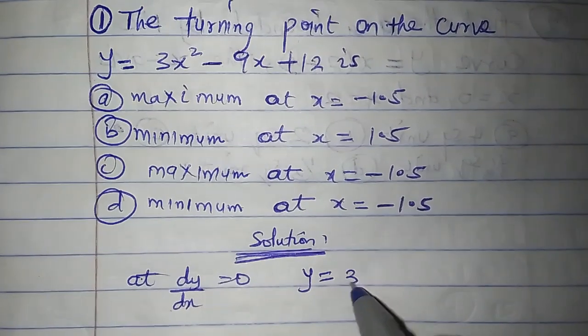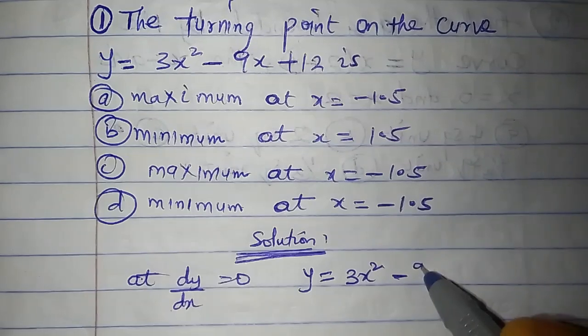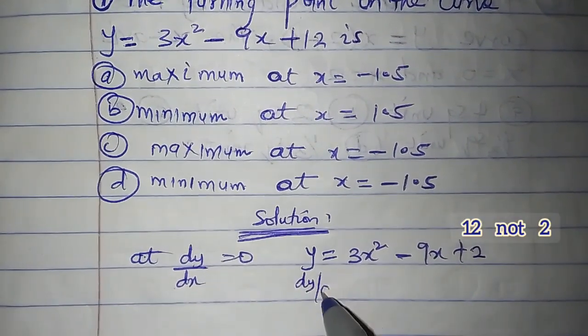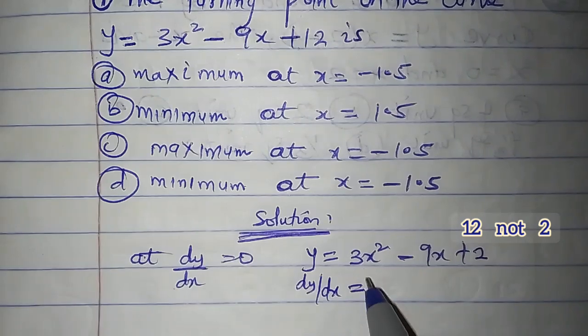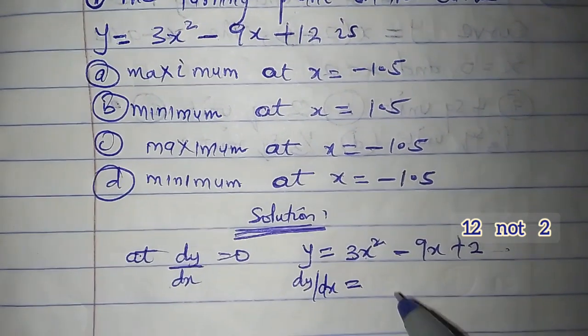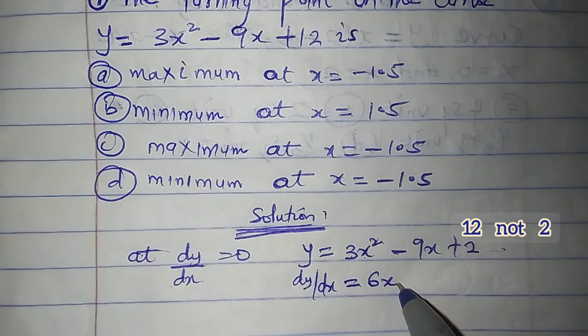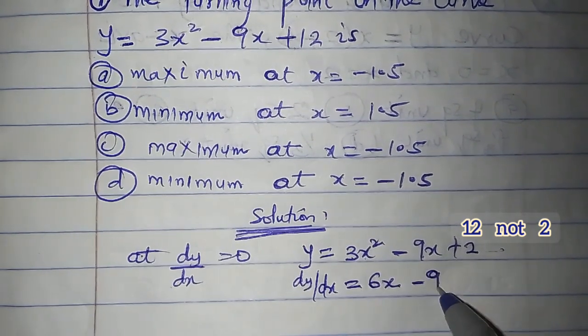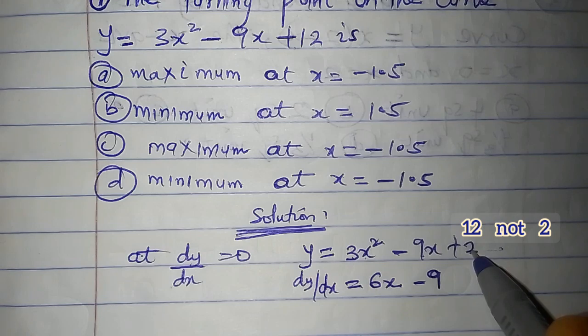y is equal to 3x squared minus 9x plus 12. So dy/dx is equal to, we'll differentiate this. 3x squared, differentiate it to get 6x. Differentiate minus 9x to get minus 9. Differentiate 12 to get 0.